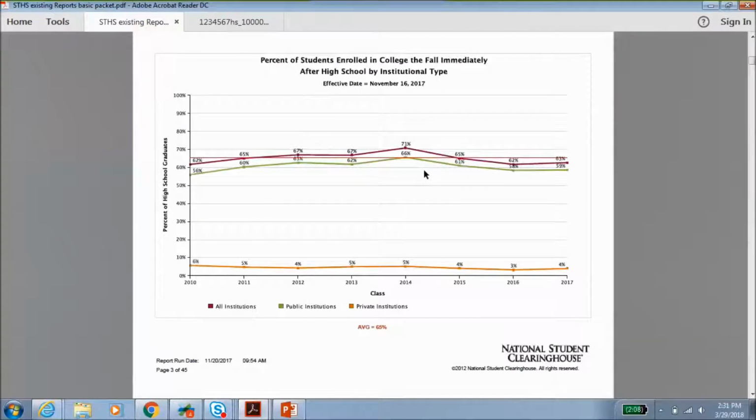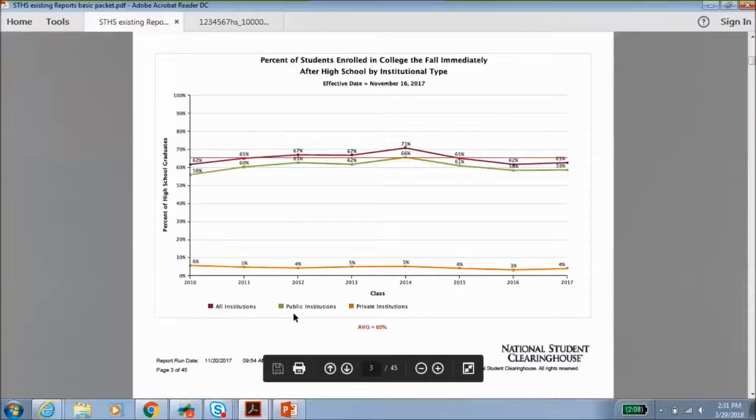So the next few reports, it's the exact same outcome, but what we're doing here is breaking out to show you if your students went to public institutions or private. Just gives you a good way to compare what your students are doing.